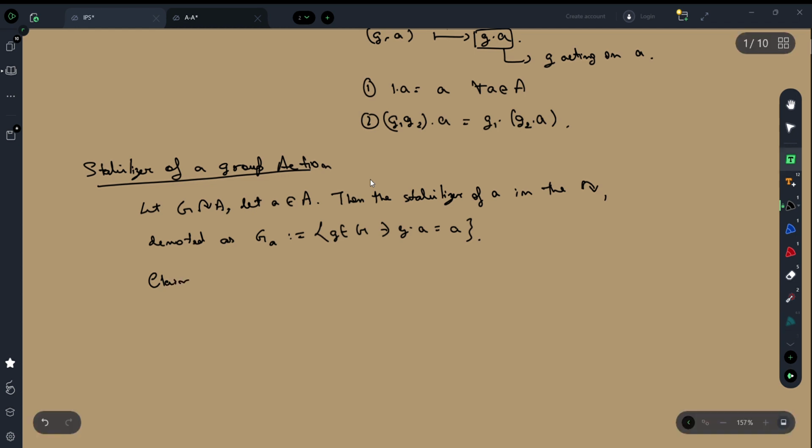Let me simply write the claim. Or, before moving on to the claim, let me first give an example for a better understanding. Consider D8. Example.